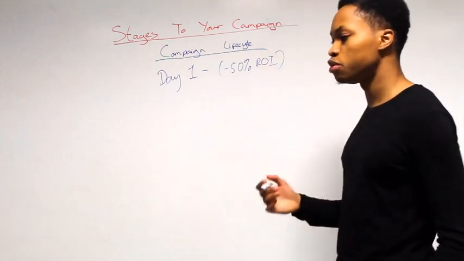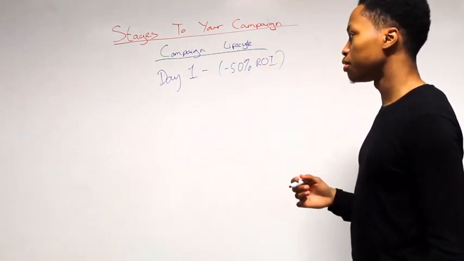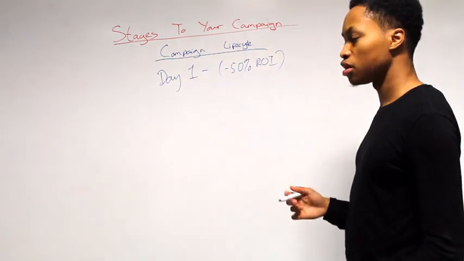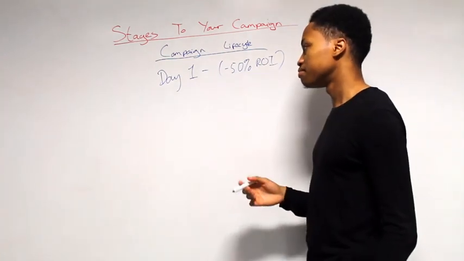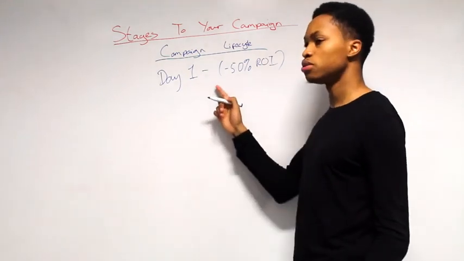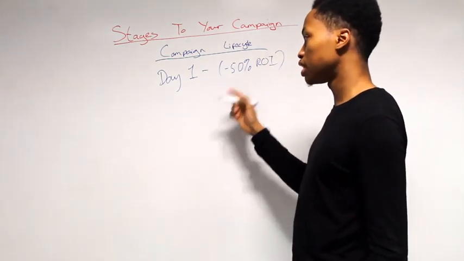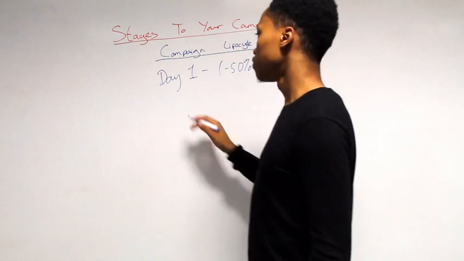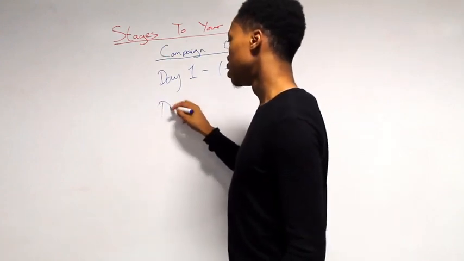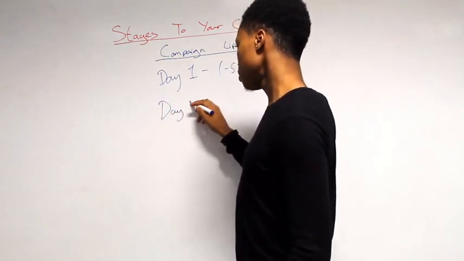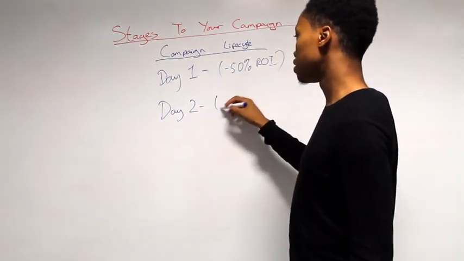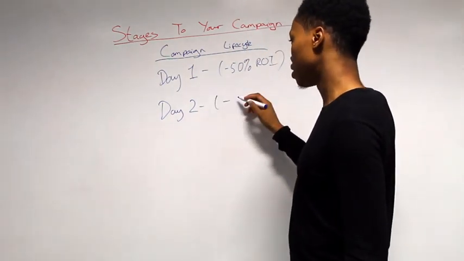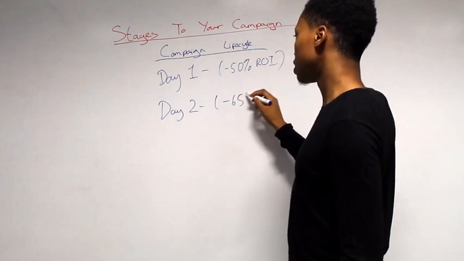But generally speaking, for newbies spending maybe a couple hundred dollars per day, or even $50 to $100 a day, it's too early to really test or pause anything on day 1. I usually let things run for a day or so to get some good data. By day 2, you never know, things might even be worse. Let's say you're at negative 60% or negative 70% ROI. Okay, just say negative 65% ROI.